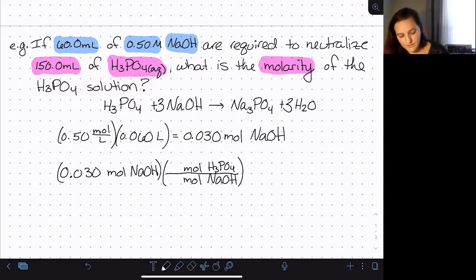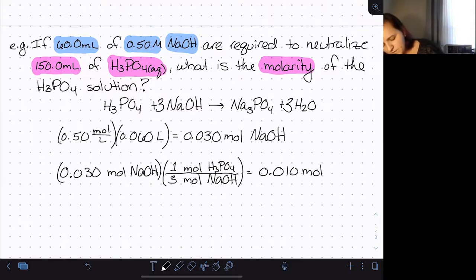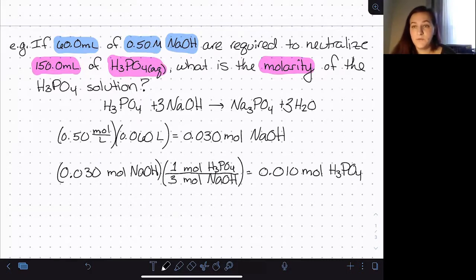H3PO4 has a coefficient of 1. Sodium hydroxide has a coefficient of 3. So for every 3 moles of NaOH that reacted, there was only 1 mole of H3PO4 present. I think I said that wrong the first time. Which means that we had 0.01 moles of phosphoric acid present in our initial H3PO4 solution that we're trying to find the molarity of.